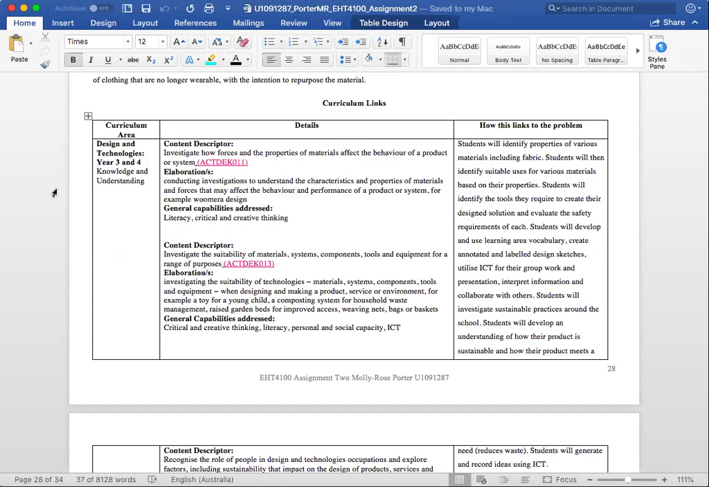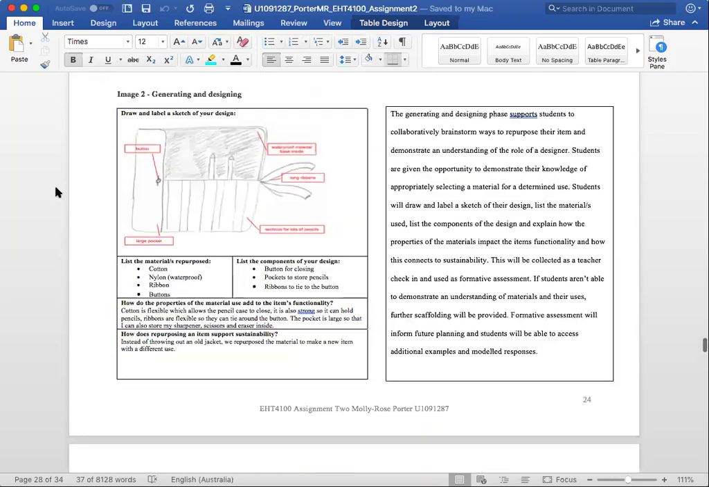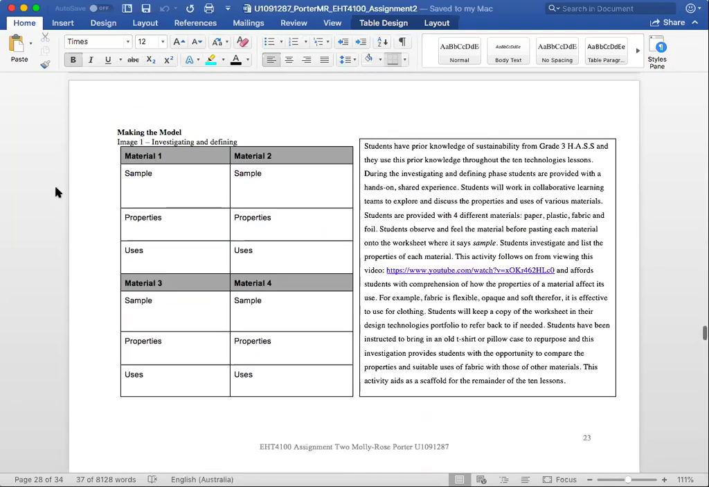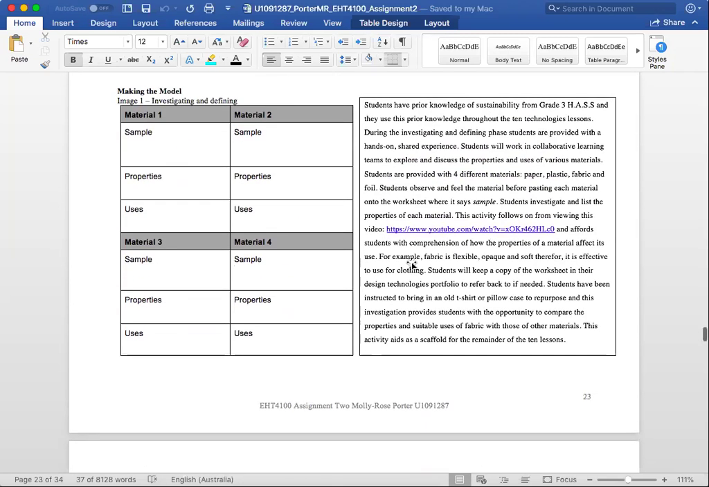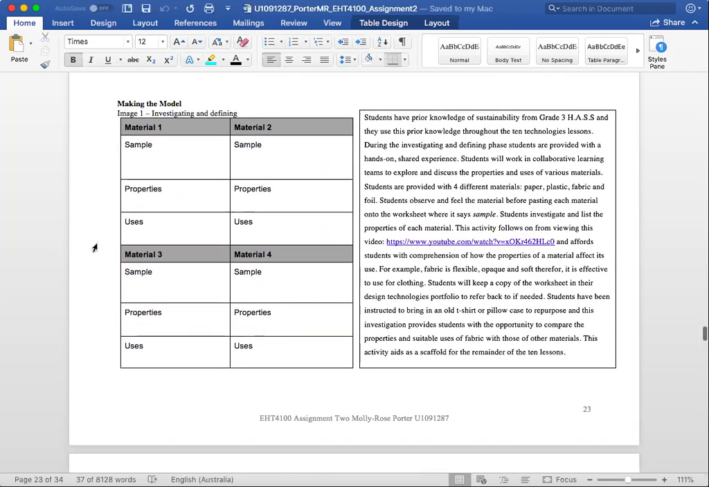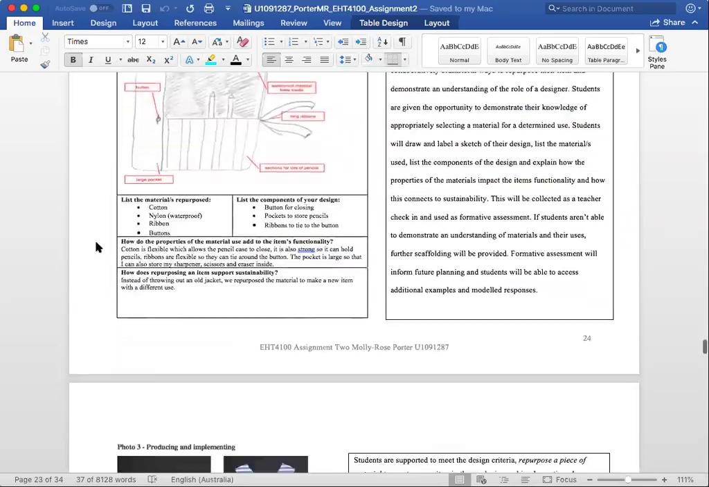They are also conducting the investigation as seen in image 1, where they take a sample of 4 different materials, investigate what their properties are, then record the uses. There is also a resource link here which gives students information about using specific materials for specific uses.